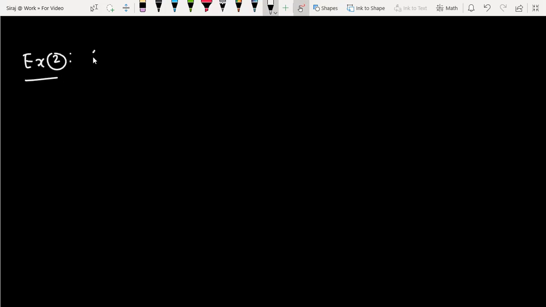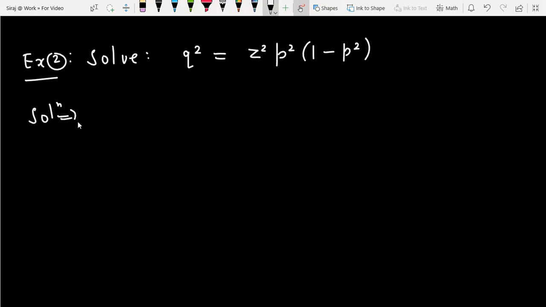Second problem based on the same type. You have to solve q square, that is equal to z square p square in bracket 1 minus p square. First of all, we will write the given partial differential equation as it is. Q square, it is equal to z square p square in bracket 1 minus p square.